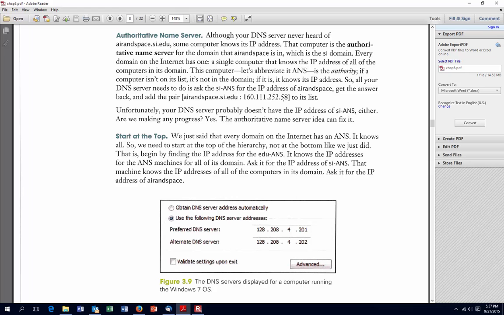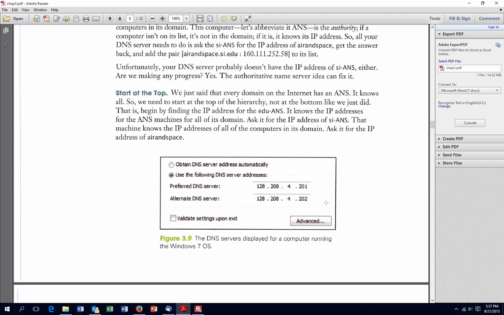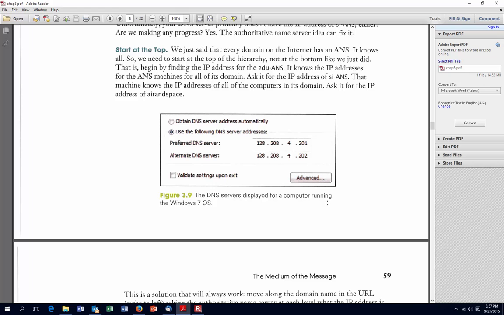The example here that the author uses is air and space, some specific computer.si.edu. And he shows here in the Windows 7 operating system how the DNS server is configured. So you typically have 2, a primary and a secondary. That's because the internet likes to have redundancy. It's preferable to have more than one server handling the load in case something happens. You don't want the internet to go down.